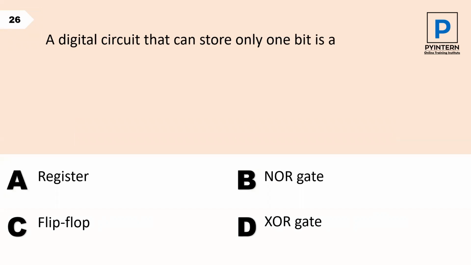A digital circuit that can store only one bit is a register? No, because a register can store multiple bits. NOR gate is not possible because it is just a logic gate. Flip flop, yes, it is the correct option, because by definition a flip flop is a digital circuit that can hold a single bit, either 0 or 1. So the correct option is C, flip flop.